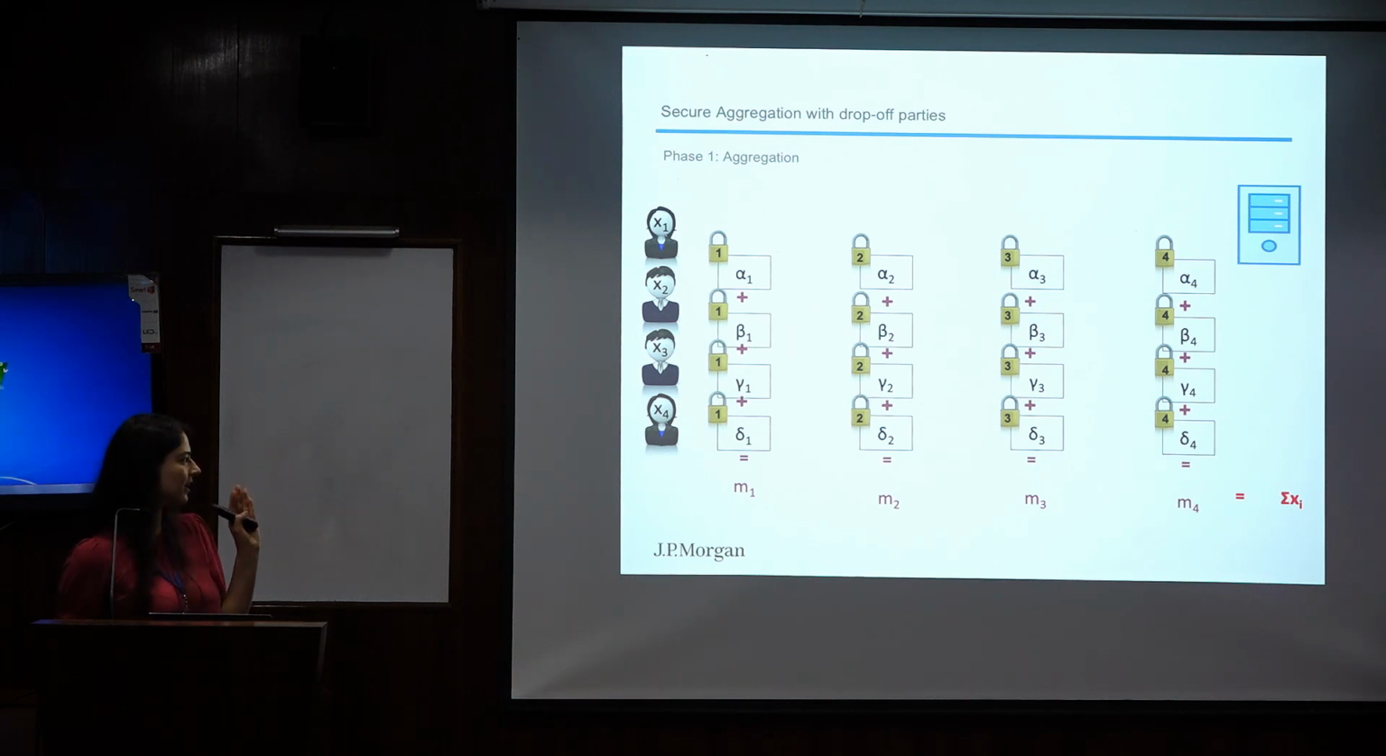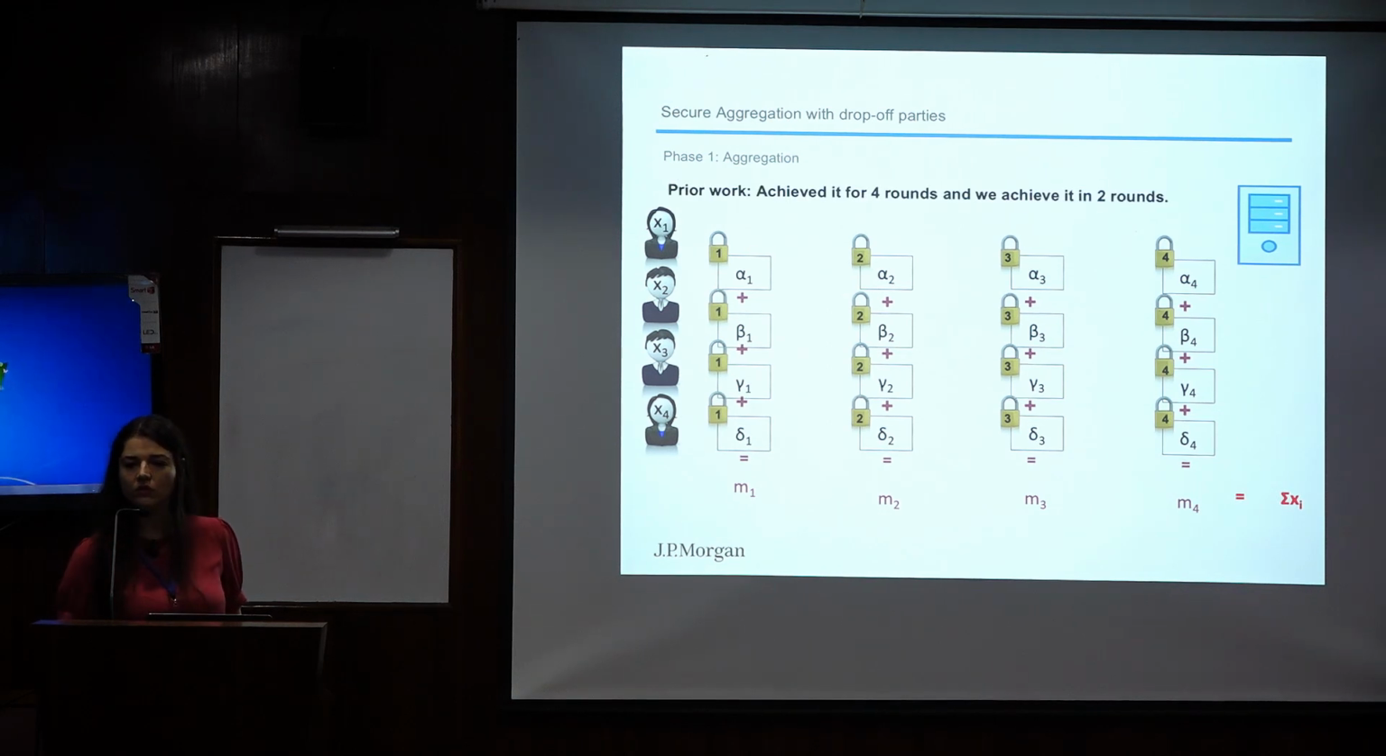If 51 come, we are still okay. But if 49 come, then we still don't have 50 to recover. So here it really depends on how many parties are coming online. This is the high level of how you can do this. This is a two-round protocol.